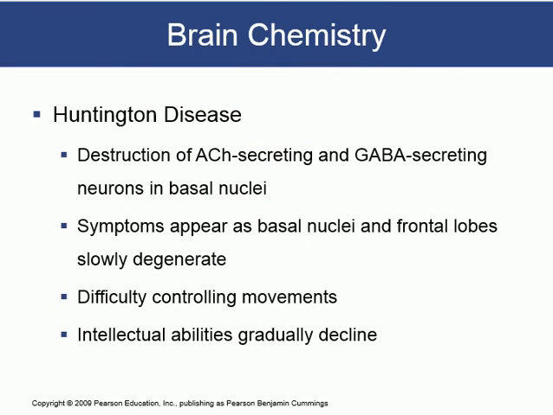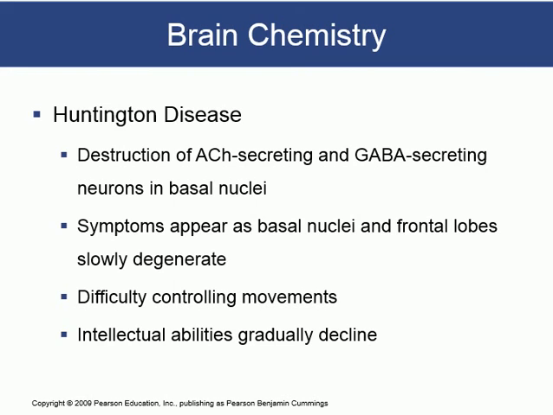Okay, some disturbances that can occur to the brain function, something like Huntington disease. Huntington disease is destruction of acetylcholine secreting and GABA secreting neurons in the basal ganglia. A problem happened somehow that the neurons that used to secrete acetylcholine are destructed or deteriorated for some reason. So you don't have enough acetylcholine. This is a problem with Huntington disease.